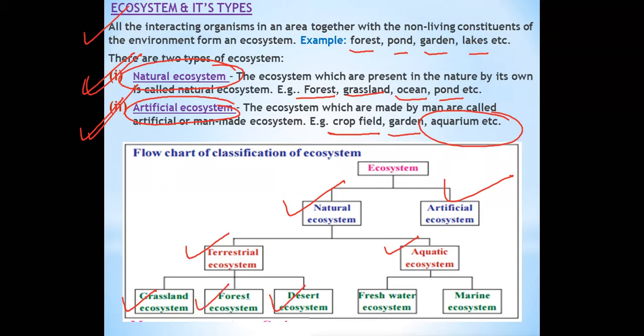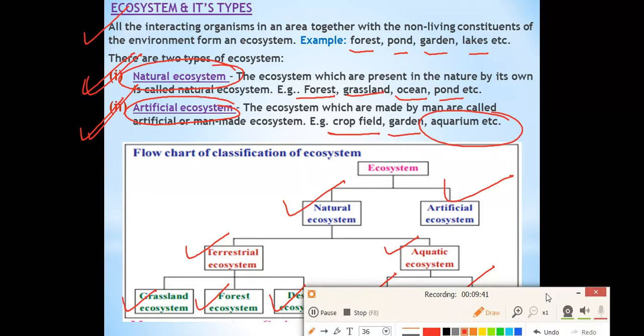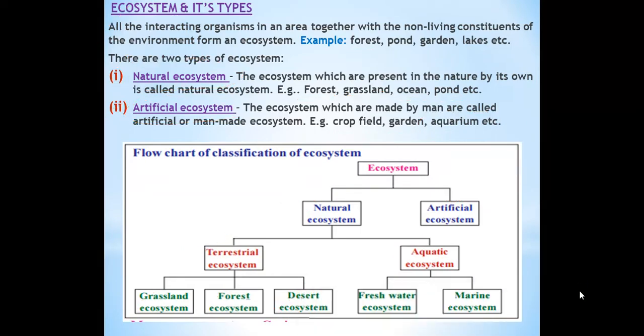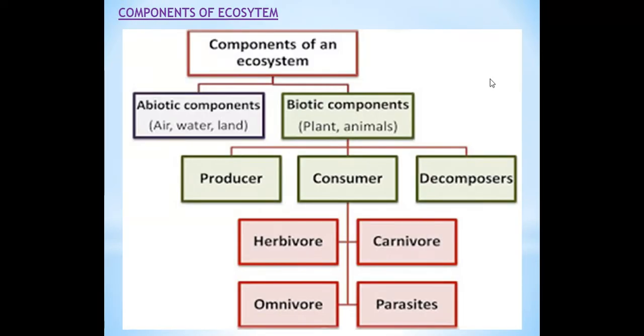Aquatic ecosystem we can divide again in two parts: freshwater ecosystem and marine ecosystem. So the most important thing which you have to learn over there is what are natural ecosystem and artificial ecosystem with an example. See, over there also the components of ecosystem flowchart is given. So there are two components of ecosystem, abiotic component and biotic component.